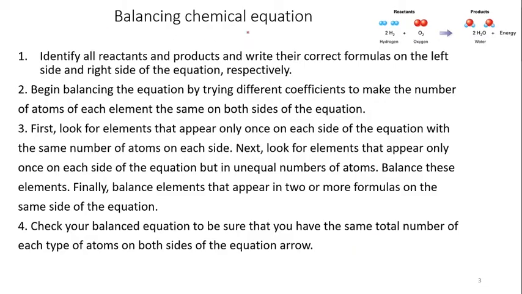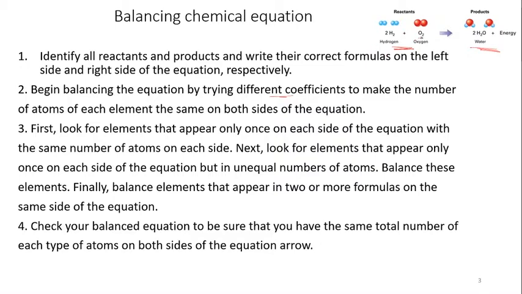Balancing chemical equation steps: usually I have to follow certain steps to be able to balance my chemical equation in a correct way. First, I have to identify all the reactants and products and write them correctly on each side of the equation. So I start by writing the reactants on that side and the products on that side. Then I start by balancing the equation and trying different coefficients to make the number of atoms of each element the same on both sides of the equation.